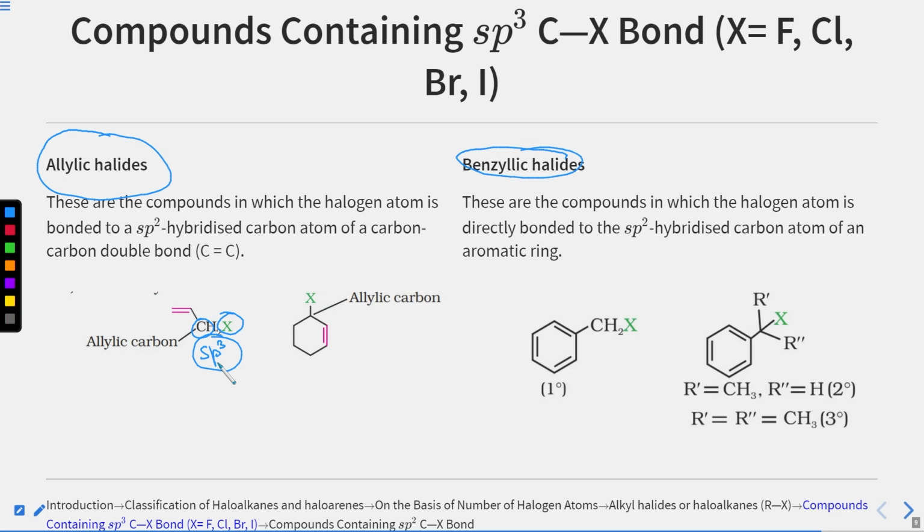So here what we are saying is that the sp3 carbon to which the halogen is attached is itself attached to a carbon which is sp2 hybridized. So here you can see that this carbon is sp3, no problem, but this carbon is sp2. Why? Because this carbon has a double bond. So if you expand the structure, it would look like this.